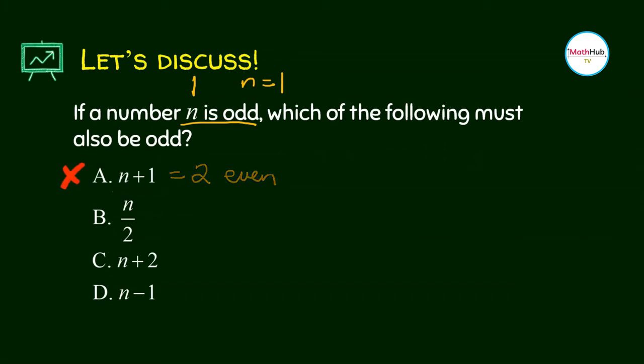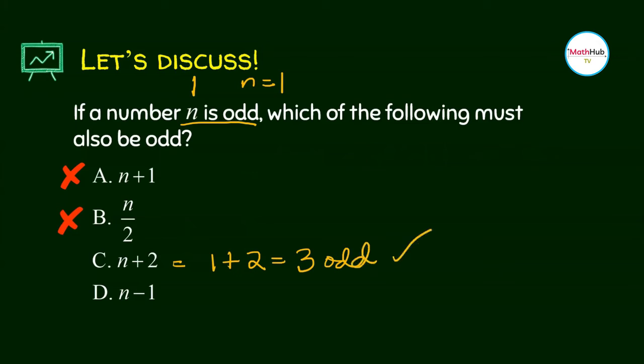Letter B, n over 2 will be equal to 1/2. And it's not even, it is not a whole number, correct? So no. How about n plus 2? So this one will be 1 plus 2, 3. And this is odd. We found the answer. Letter C.